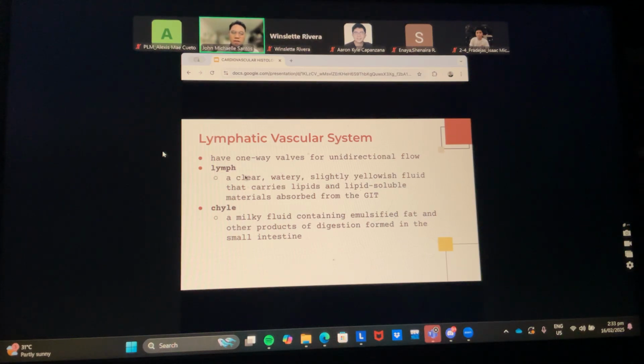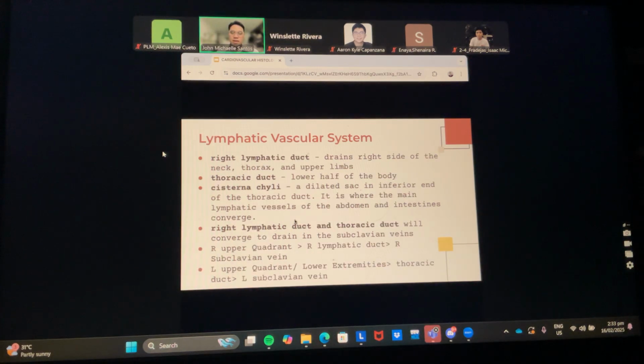Okay, so the lymph, it is a clear, watery, slightly yellowish fluid that carries lipids and lipid-soluble materials absorbed from the gastrointestinal tract. And then the chyle, it's a milky fluid containing emulsified fat and other products of digestion formed in the small intestine.